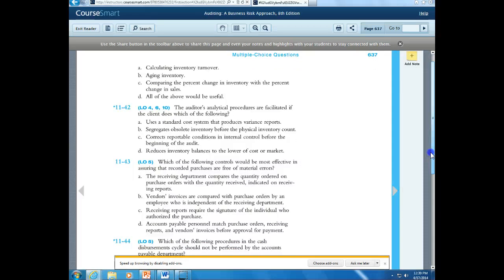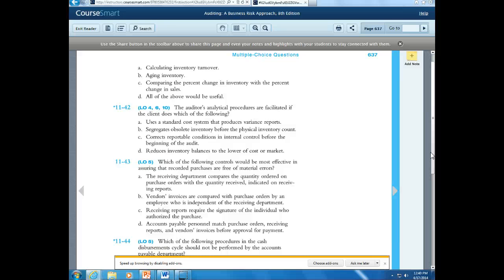Let's look at 1142. The auditor's analytical procedures are facilitated if the client does which of the following? A, uses a standard cost system that produces variance reports. B, segregates obsolete inventory before the physical inventory count. C, corrects reportable conditions in internal controls before the beginning of the audit. Or D, reduces inventory balances to the lower of cost or market. Which of those would be most helpful when an auditor's using analytical procedures?